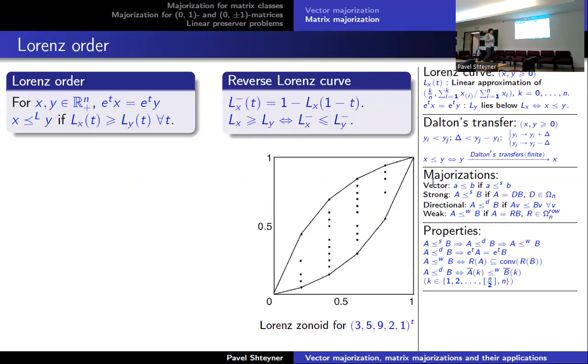Let's consider the reverse Lorenz curve. You can define it like this, but an easy way to view this is that instead of the ascending order, we use the descending order. So it would be k over m, and the sum of the k largest components of x divided by the sum of all components. Here you can see a Lorenz curve for this vector, the Lorenz curve below, and the reverse Lorenz curve above. So it turns out that you can define this area. Why is this useful? Because if the Lorenz curve of y lies below the Lorenz curve of x, then the reverse Lorenz curves are in the reverse order. So you can just compare these sets.